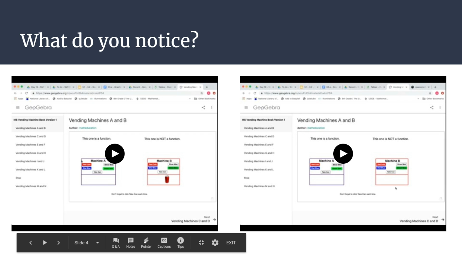So this one's not a function because of the silver mist button, that silver one. It has many different outputs that it gave as a possibility. So you don't know what could come out. It could be the red soda, it could be the blue one, but because it's not one output every time, it's not a function.